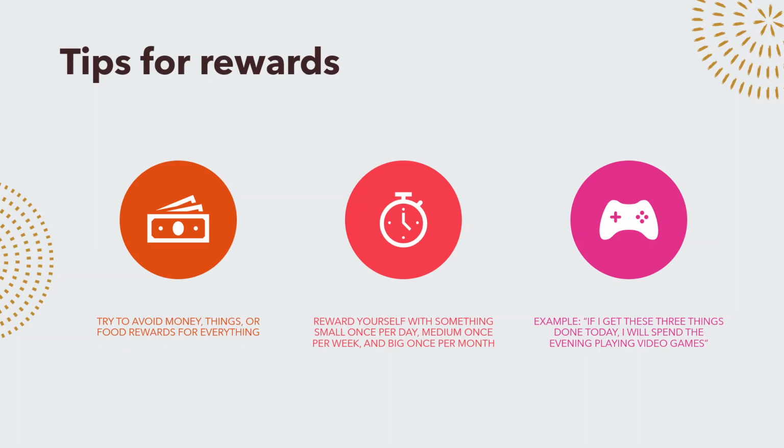So as an example, if I get these 3 things done today, maybe I'm using the 3-element to-do list as well, then I'm going to spend the evening playing video games and I'm going to enjoy it. I got my 3 things done, I'm satisfied with that, so I'm going to take that time for myself. And that's a pretty decent reward.